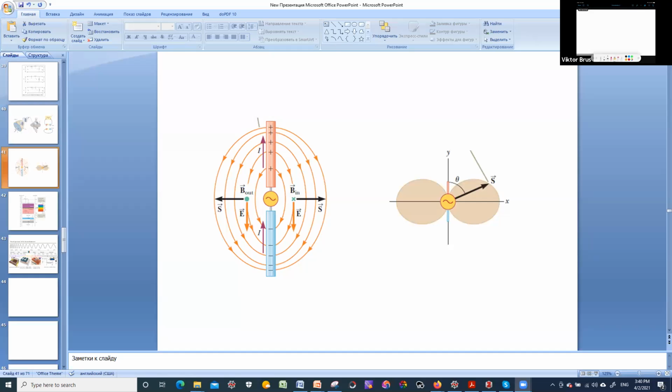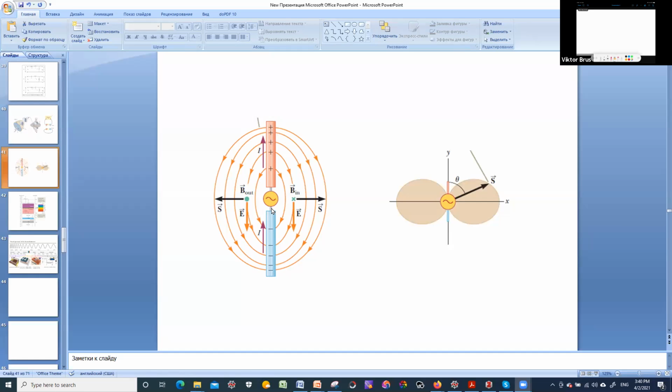So a dipole antenna consists of two conducting rods of equal length connected to some AC voltage source. This AC voltage source could be some LC oscillator, like an inductor-capacitor oscillator.